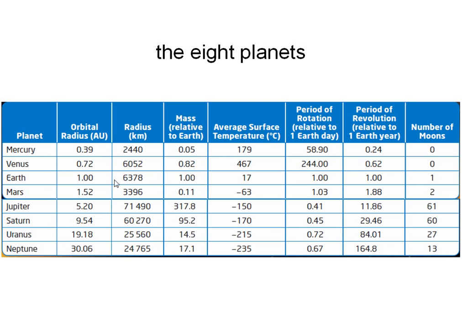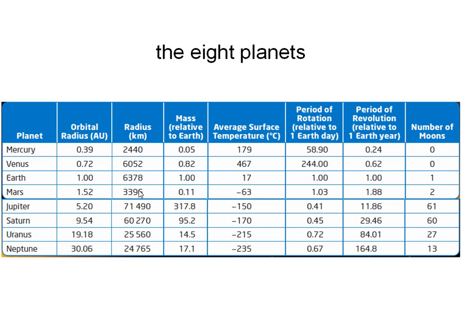6,400 kilometers. Okay. Venus is almost the same size as that of Earth. Okay. Mercury is much smaller than Earth because its radius is about 1/3, between 1/3 and half. Okay. How about Mars? Mars is about half the size of Earth.